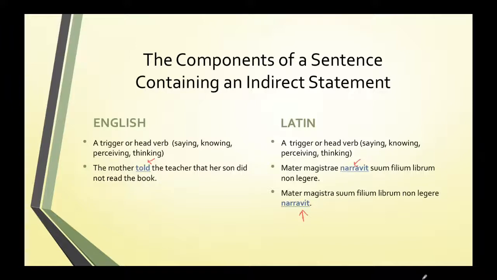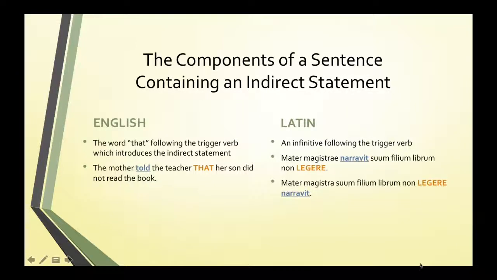The very end of a sentence is a very common position for a Latin verb. Do not be surprised if you find the trigger verb at the end of the sentence instead of at the beginning. Now let's look at the next component of a sentence containing an indirect statement. In English, you will always see the word that following the trigger verb. It introduces the indirect statement.